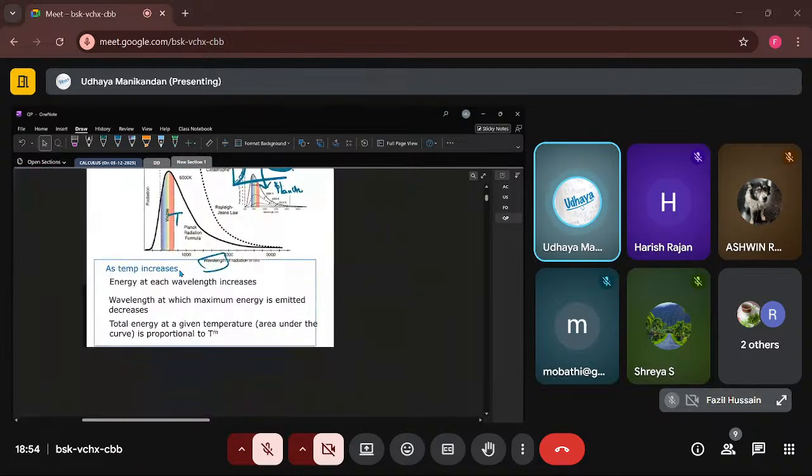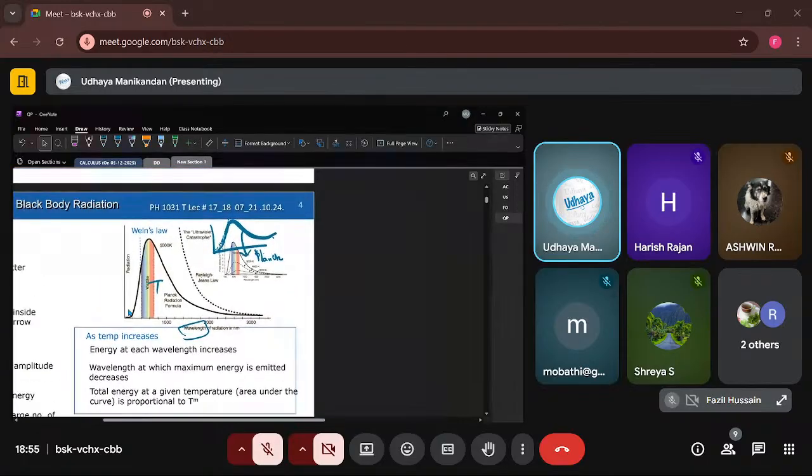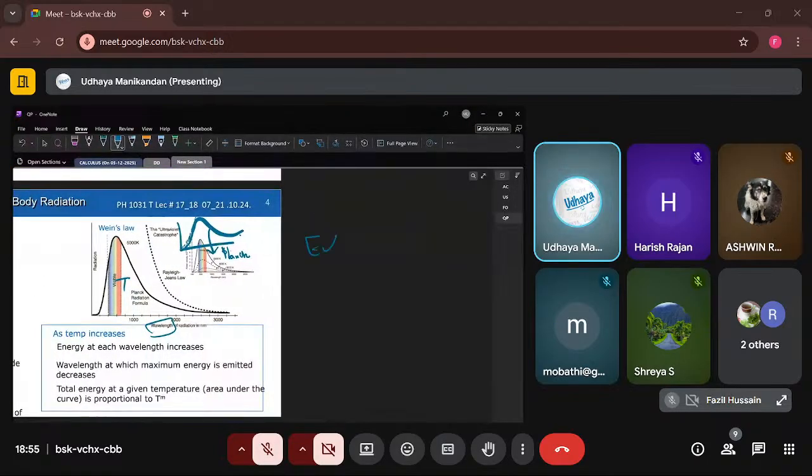So just understand that. As temperature increases, energy at each wavelength increases. The wavelength at which maximum energy is emitted decreases. The total energy at a given temperature will be proportional to T^m. Even there we saw that energy is proportional to T^4 in the Stefan-Boltzmann law. So the total energy at a given temperature is going to be proportional to T^m.